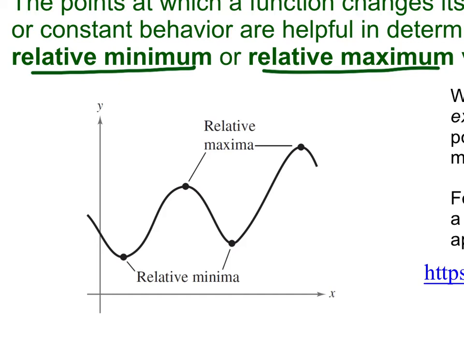And so we have here, we're changing from decreasing to increasing in 2 spots. So there's our relative minima or minimum. Minima is just plural. And then we have a change from increasing to decreasing, increasing to decreasing, and those are your relative maxima or maximum.